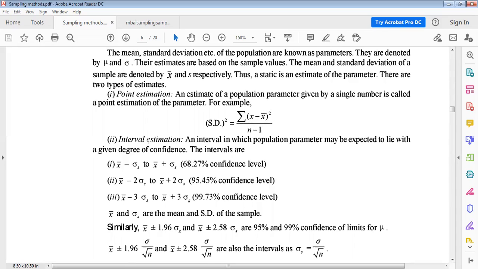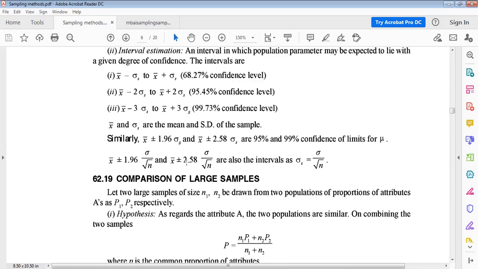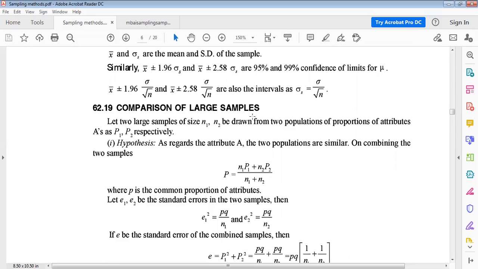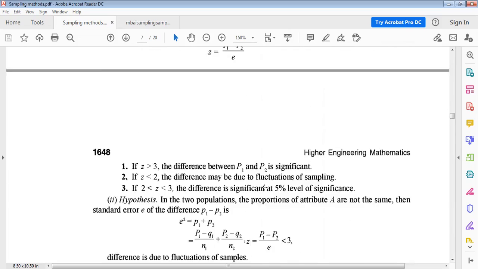Okay, now interval estimation will be this: for 68.27% confidence level, this is 95.45% confidence level, and if 3 times then 99.73% confidence level. This is actually from data. Okay, standard data. X bar and s are the mean and standard deviation of the sample. Remember it. For comparison of a large sample, you have to use these types of formula.